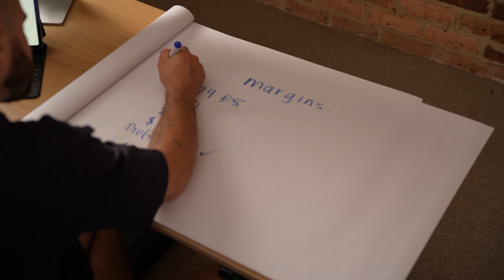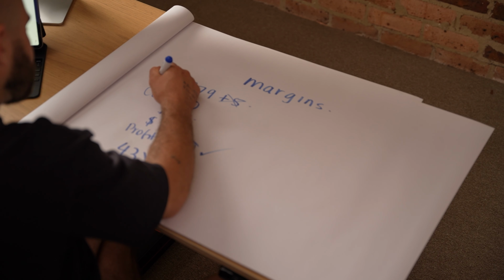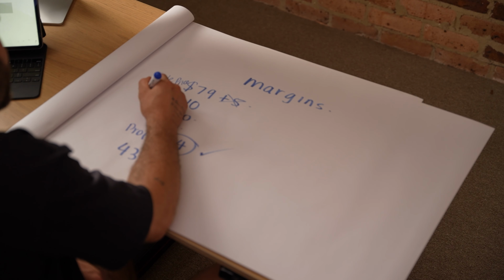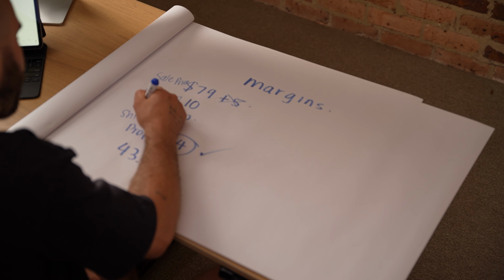All right, so this is our unit economics of this product. Now, just remember, and I'll write them here. This is our sale price. This is our cost of goods. We call it COGS. This is our CAC, our cost of acquiring a customer, and this is our shipping, okay?